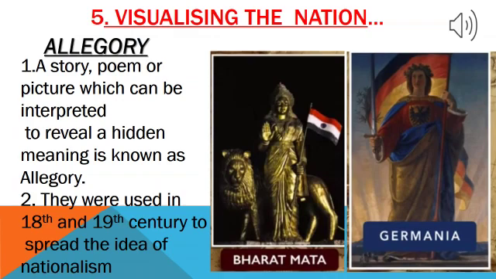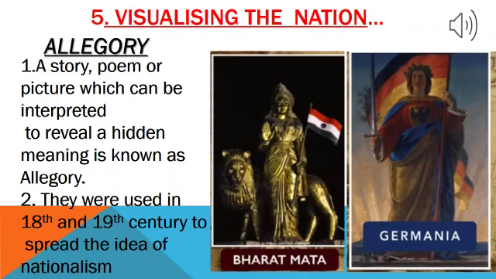This is our fifth topic of this chapter, visualizing the nation. Children, in the 18th and 19th centuries, artists found a way out by personifying a nation. Nations were portrayed as female figures, and the female figure became an allegory of the nation. A story, poem, or picture which can be interpreted to reveal a hidden meaning is known as an allegory, and they were used to spread the idea of nationalism.